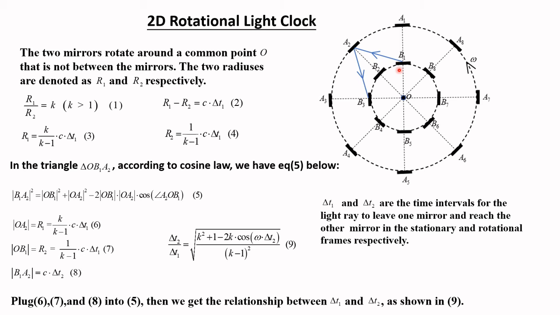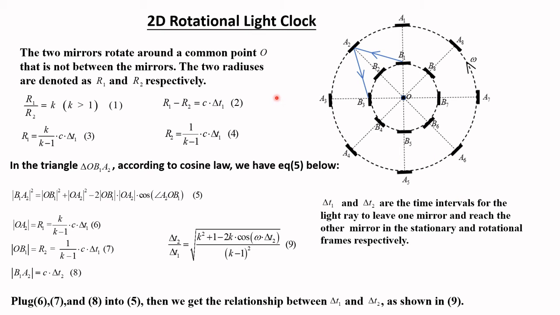In the stationary frame, the photon travels between B1 and A1. Initially, the photon is at B1, and in the next step it will go up to hit the position A1, and then go down to hit the position B1, then A1, then B1. So this constructs a stationary light clock. However, if the clock rotates, initially the photon is at the position B1, and in the next step it will hit the mirror at the position A2, and then B3, and then A4, and then B5. This kind of pattern constructs a rotational light clock.